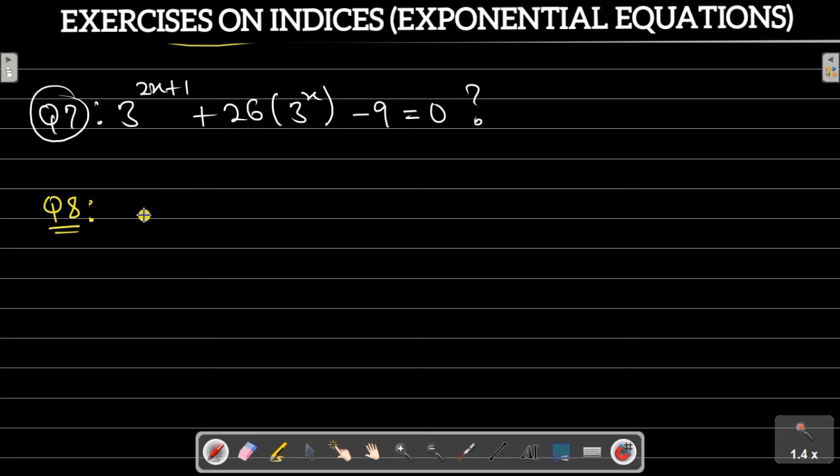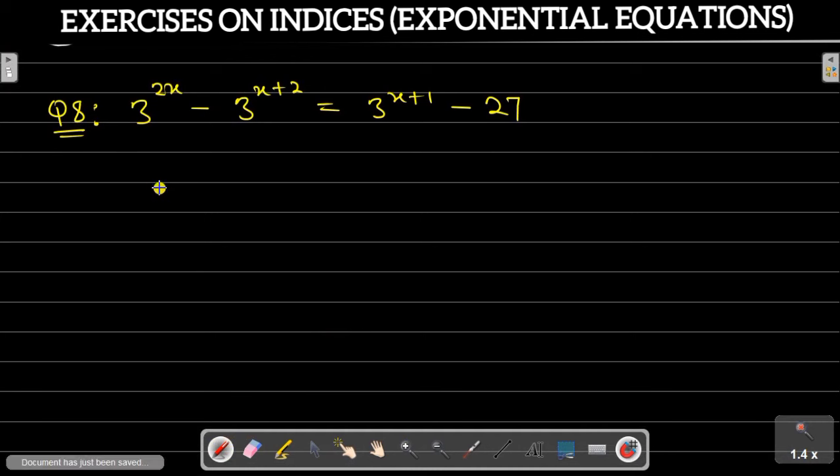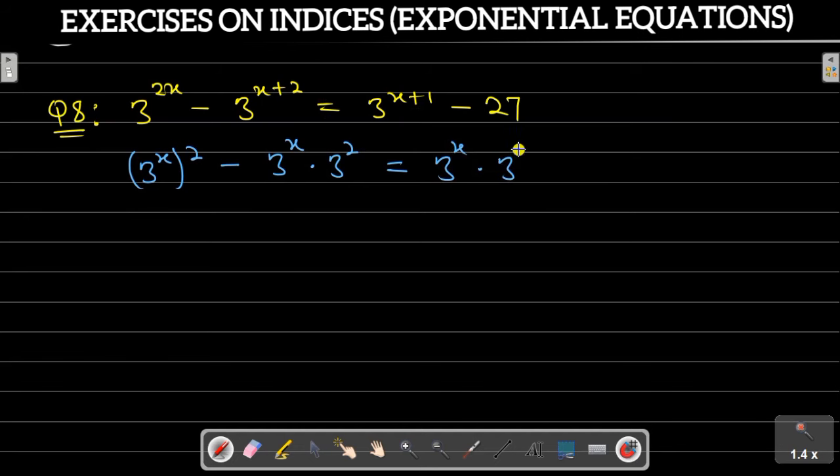So let's go to number 8. Let's try to look at it. First of all, you can see that the common term here is going to be 3 raised to the power of x, so I will start evaluating in that line. I'm going to write 3 raised to the power of x all squared, because it is the same thing as this, minus, here I'm going to have 3 raised to the power of x. Sorry, what you have there is addition, so it's going to be multiplication, multiplied by 3 raised to the power of 2. Here is also addition, 3 raised to the power of x multiplied by 3 raised to the power of 1, then minus 27.